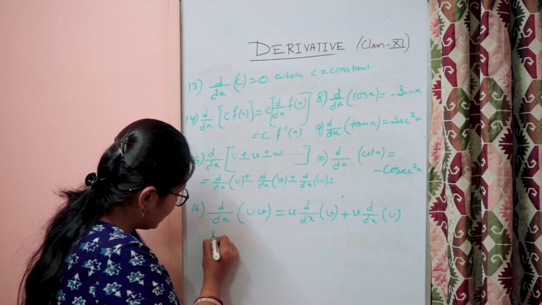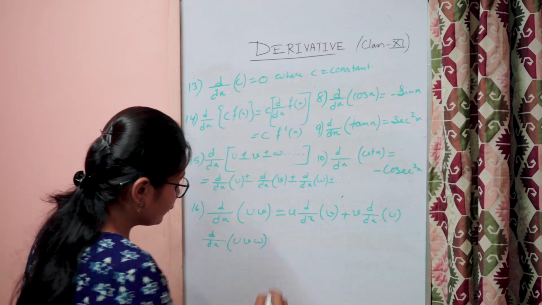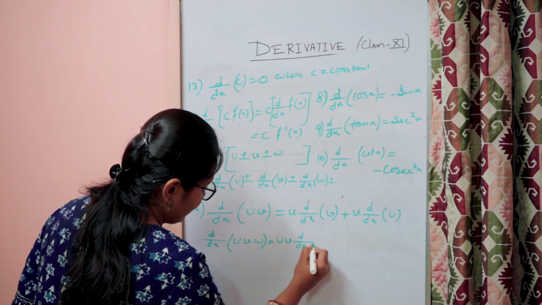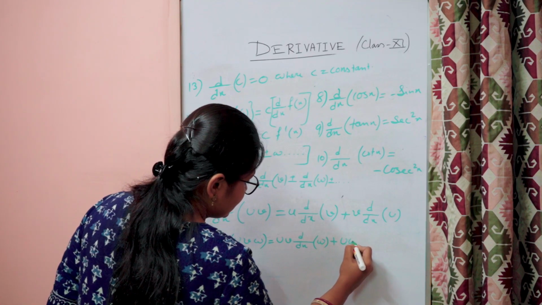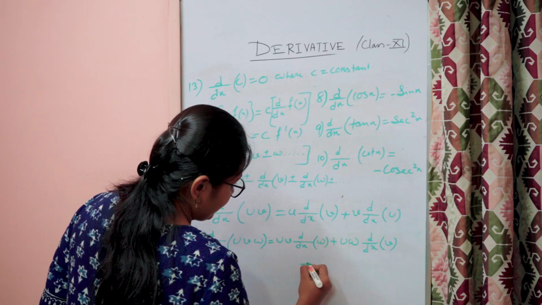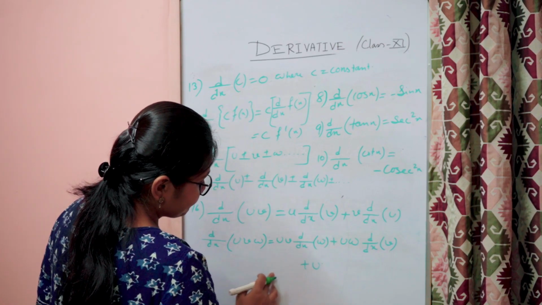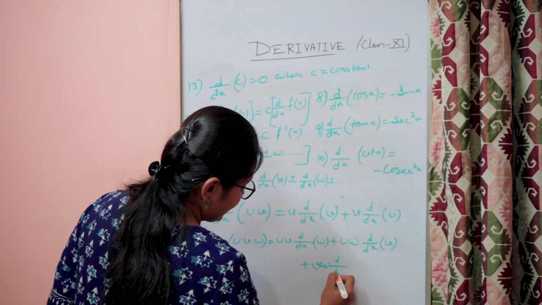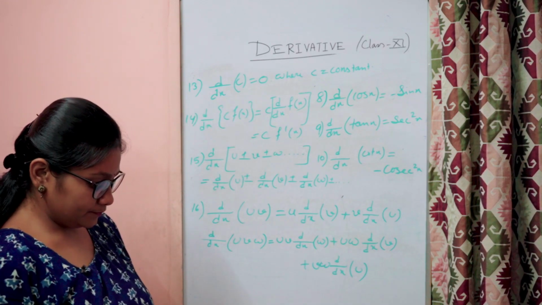Suppose d/dx of uvw is there. How will you do it? uv will remain as it is, then you take the derivative of w. Then plus uw will remain as it is, and you take the derivative of v. Then plus vw will remain as it is, and you take the derivative of u. This is the formula.